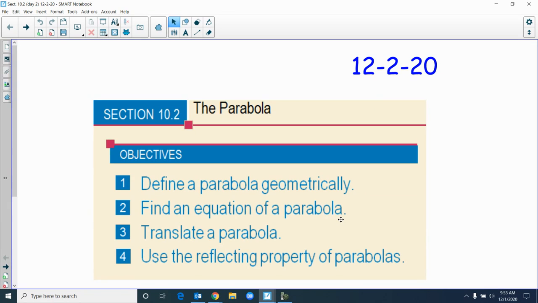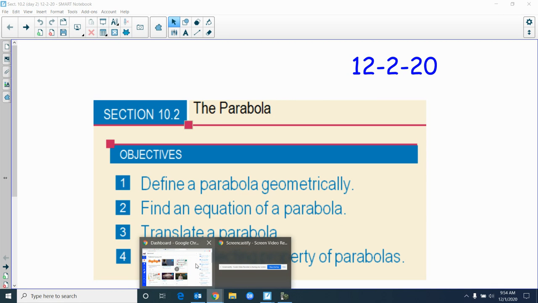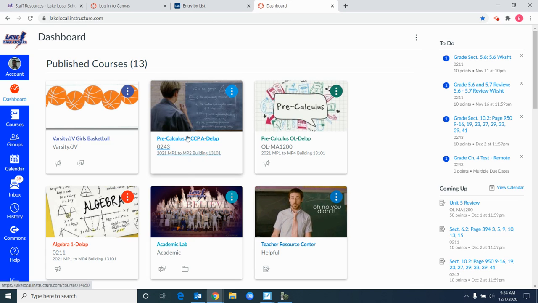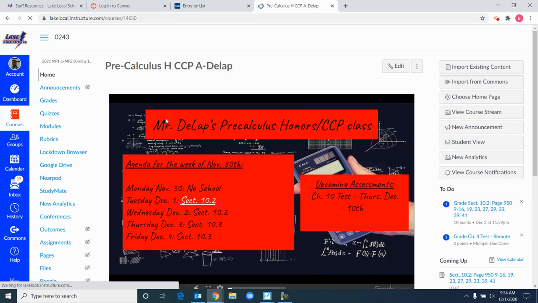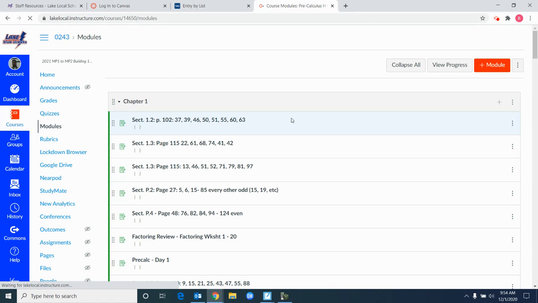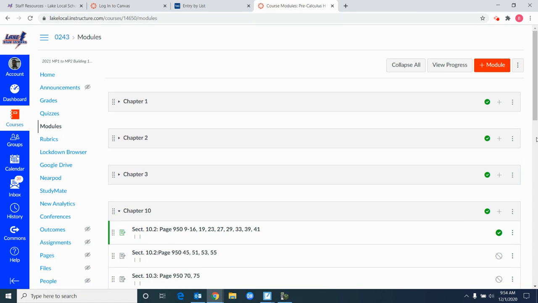Since I'm not there and it's a little bit different situation, I'm going to do an answer key and post it, at least for the first 2 or 3 days. I'm going to post it under modules. So hopefully you can follow on my screen here. If you go to pre-calculus, and you go to modules, and we are in chapter 10.